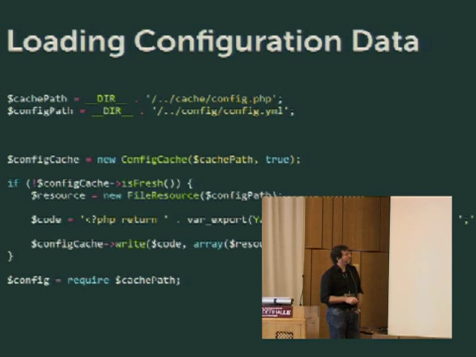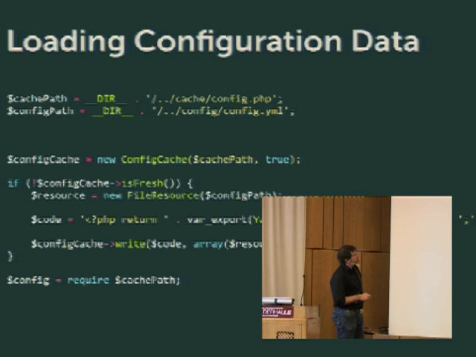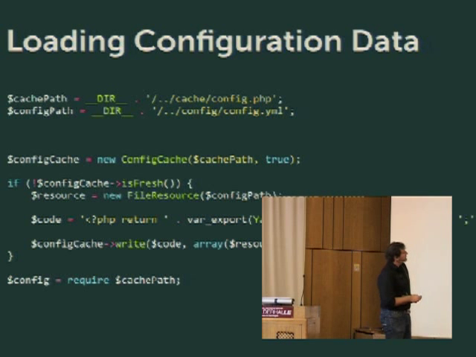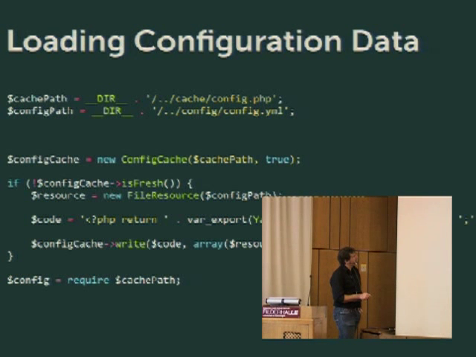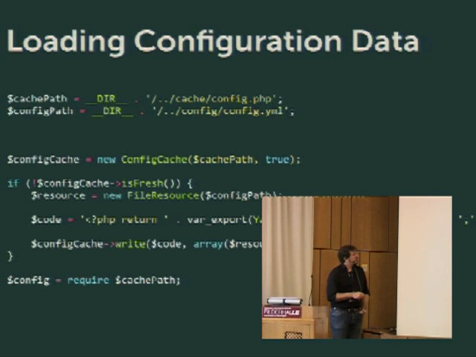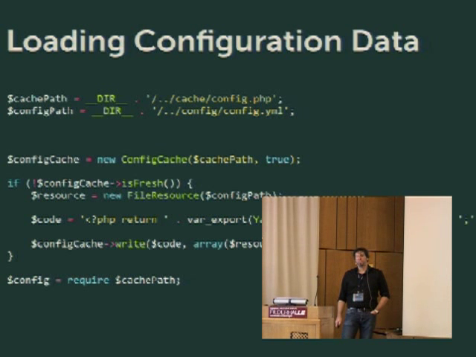So I won't have to always parse the YAML on every request. The config cache is created using the cache path, and if it is fresh, then I will create a new file resource. If it's not fresh, I will create a new file resource and dump the result of my YAML parsing into this. So this will contain the statement return some array, and I write it to the cache, and after that, I simply require that file, so I will always have the optimal performance for that.